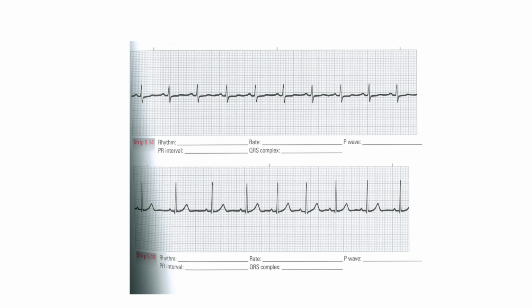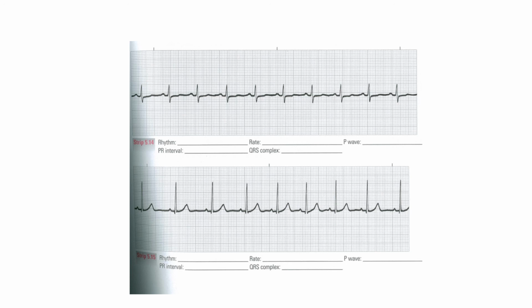All right, let's go to 515. In this rhythm, it is irregular, so therefore we cannot use the small box conversion table. So we're going to use the 6-second method, and we are not going to use this one or this one because they are outside the 6 seconds. So we have 1, 2, 3, 4, 5, 6, 7. Multiply that by 10, you have a heart rate around 70. So the rhythm is irregular, the rate is 70.